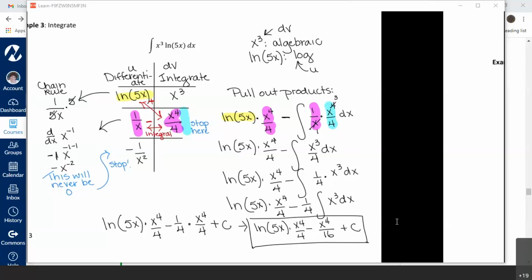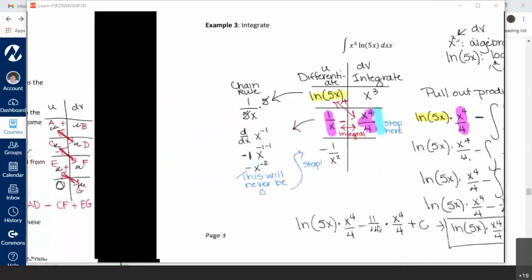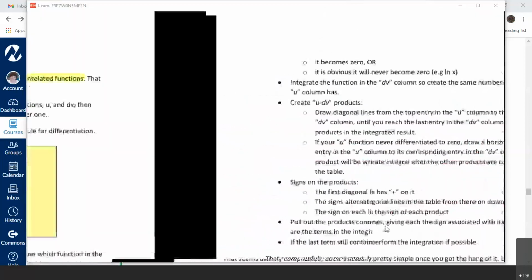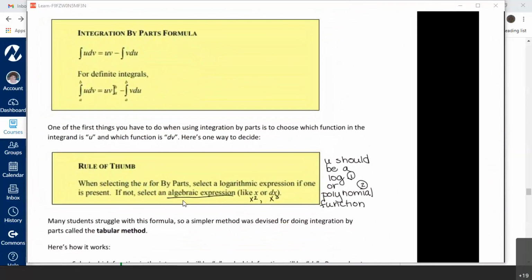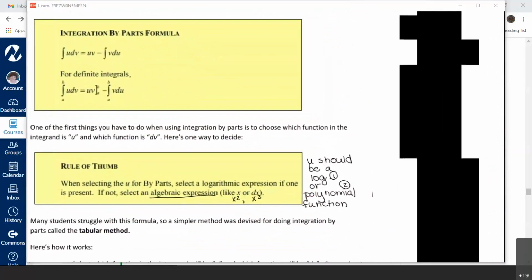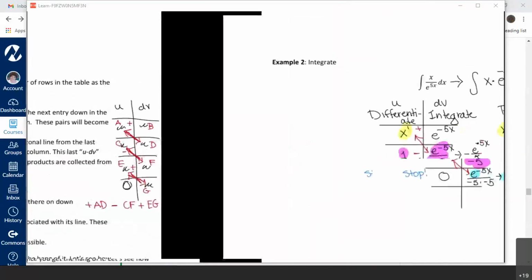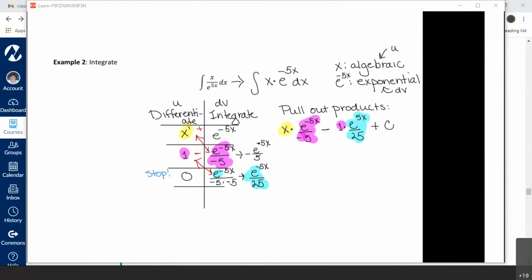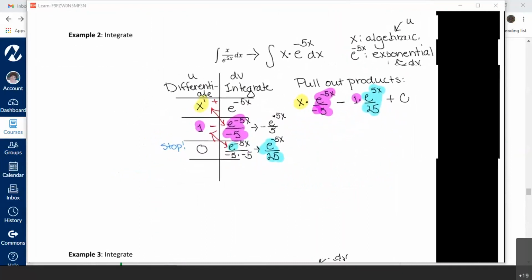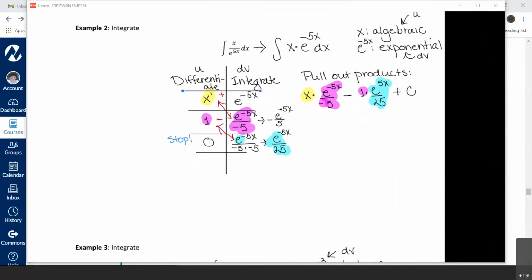Okay, so the rule of thumb is the one thing that I had on the first page of the notes over here. Okay, it says when you're trying to choose u for by parts, select a log expression if you have one. Okay, otherwise pick a polynomial, which they call algebraic. Okay, and again, they do it just to make the process work out easily. Okay, again, the whole point of this is to kind of simplify things.